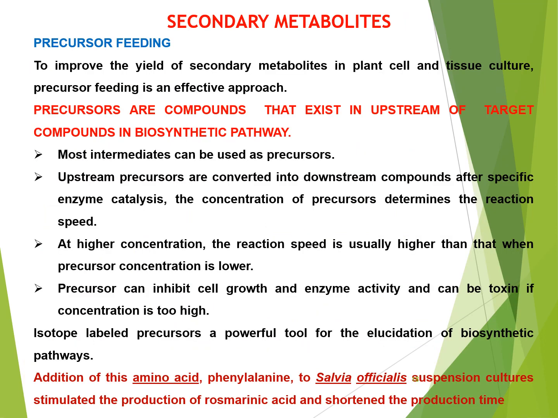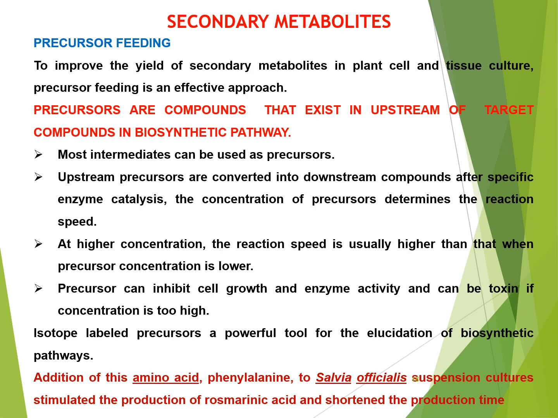To improve the yield of secondary metabolites in plant cell cultures, precursor feeding is an effective approach. Precursors are compounds that exist upstream of the target compound in the biosynthetic pathway. Most intermediates can be used as precursors. For example, addition of phenylalanine in Salvia officinalis suspension culture stimulated the production of rosmarinic acid. However, it should also be noted that certain precursors at high concentrations can be toxic.